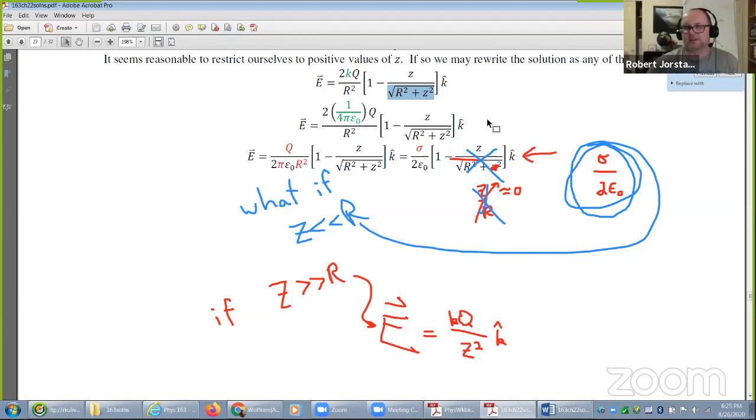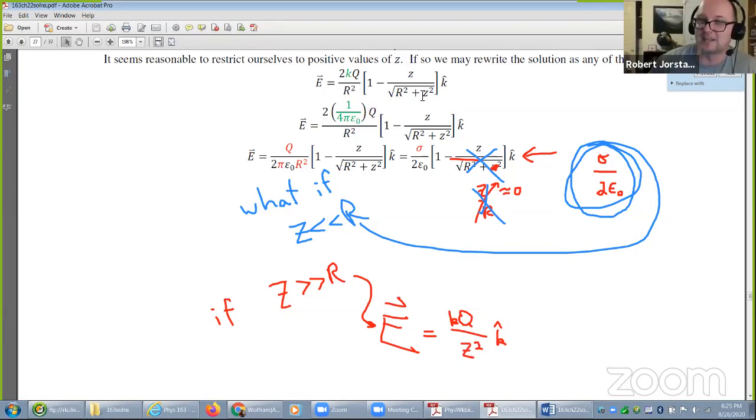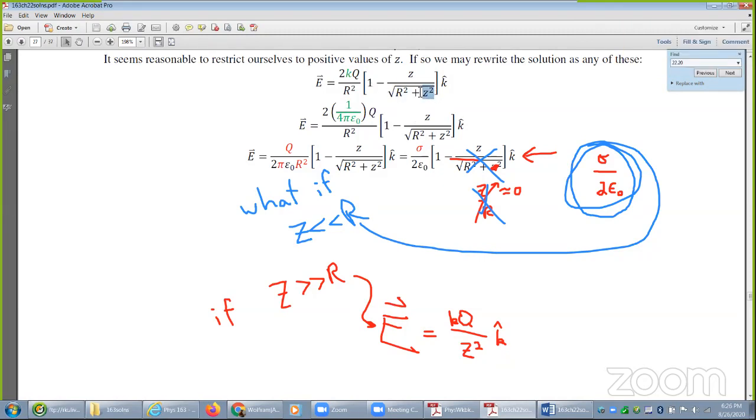Yeah, well, okay, that's good. So what I'm saying is, shouldn't it mathematically match up to KQ over Z squared? Yes. Now, take a look. If we did the same logic, shouldn't this term just drop out and we get Z over Z? Right? Because R would be smaller than Z. And so then you'd think it would just be 0. It doesn't look right.